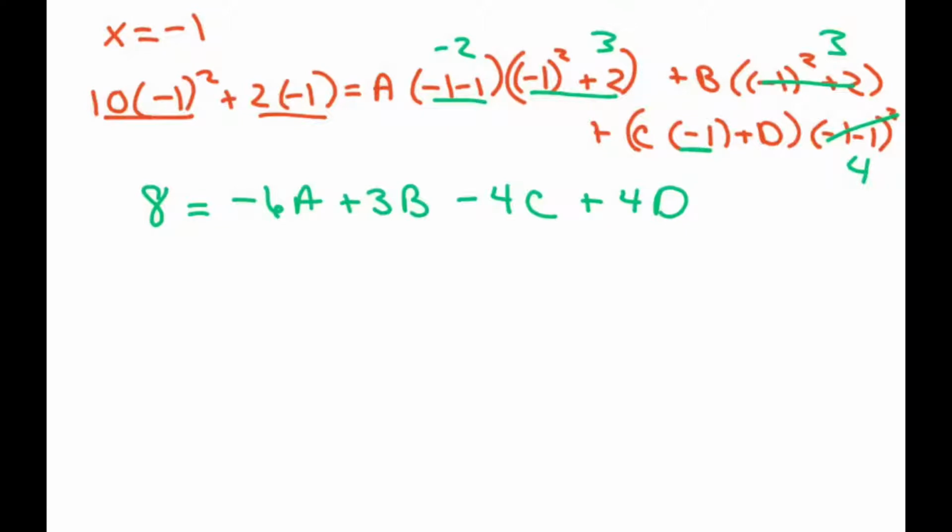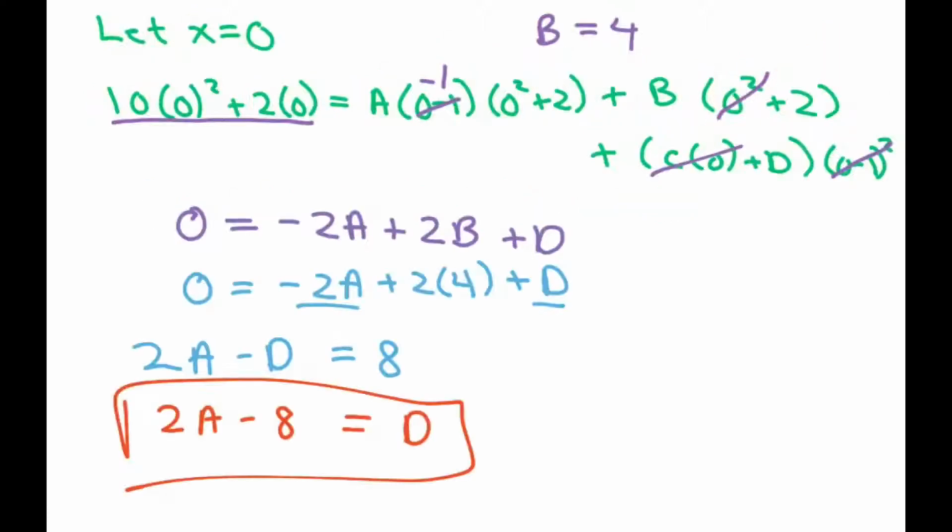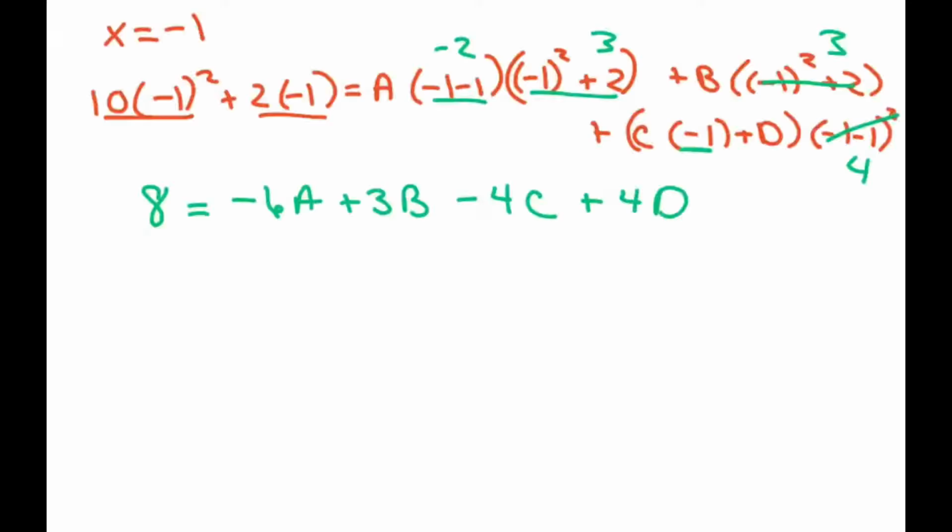Now what I want to do is plug in my b. Let's see, what was my b? My b was 4, so let's write that down. Plug in your b, and when you do that, you're going to get 8 equals negative 6a, and then times 4, so it's plus 12, minus 4c plus 4d. So I subtract the 12, I get negative 4.